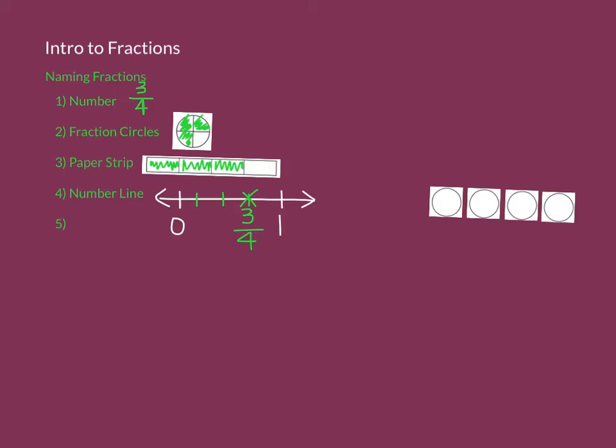The last way that we can represent fractions in this particular class, let's go ahead and look at that, is a set model.